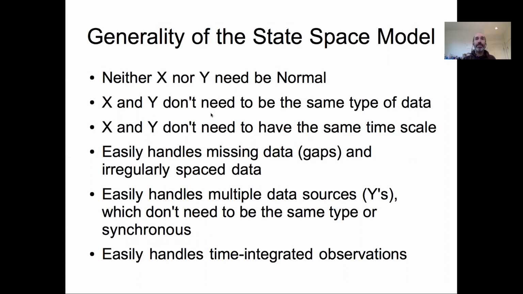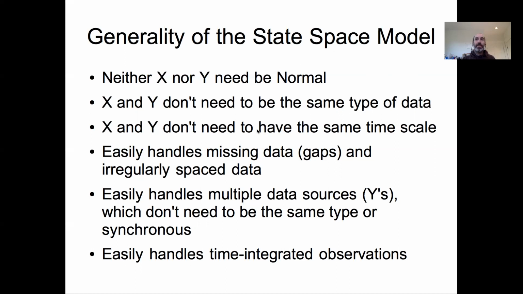X and Y don't need to be the same type of data. One thing that's very common might be for X to be continuous and Y to be discrete. So if you have counts of individuals in a population, you would have discrete counts of Ys, but you have a continuous density underlying that. And you might then end up with, say, normal process error and a Poisson data model.